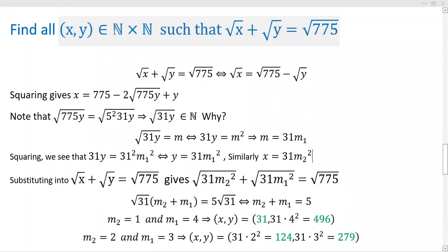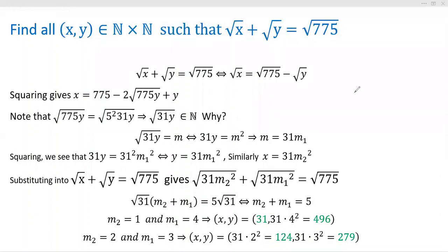x, y. Natural numbers are the numbers 1, 2, 3, 4, not including 0. In other words, the positive integers. Now we're looking for all natural number solutions, in ordered pairs, to this result here: the square root of x plus the square root of y is equal to the square root of 175.